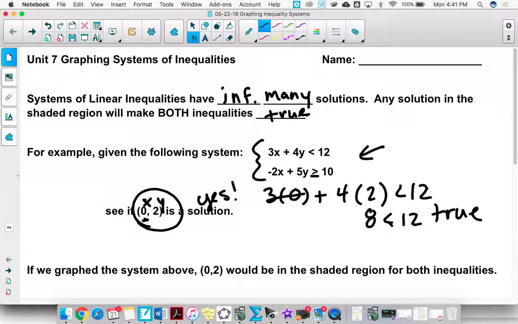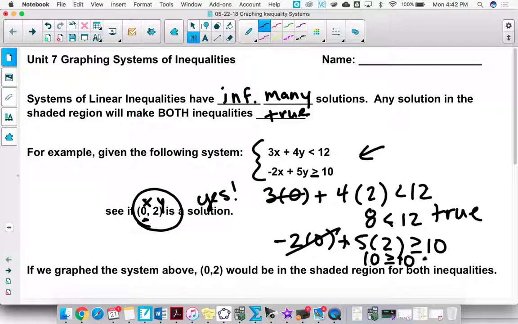But the only way we can say yes is if it makes both inequalities true. So on the second one, we'll do the same thing. Let's just see if negative 2 times 0 plus 5 times 2 is greater than or equal to 10. Well, again, we get 0 for the first one. 10 greater than or equal to 10. Well, yes, that is true because greater than or equal to means that it's either the same size or larger. And in this case, 10 is the same size as 10.